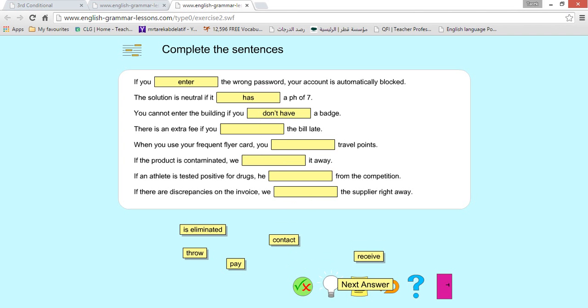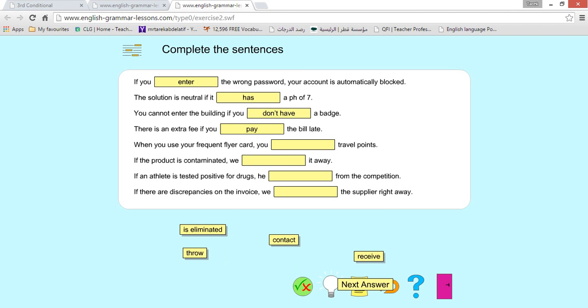There is an extra fee if you pay the bill late. Think. Wonderful. That's right. If you pay the bill late.